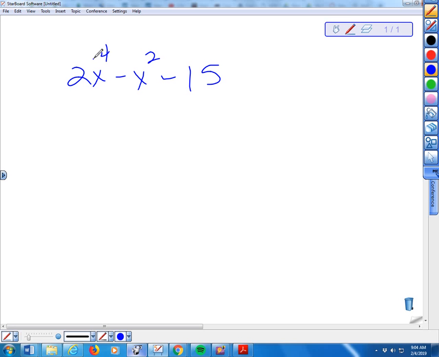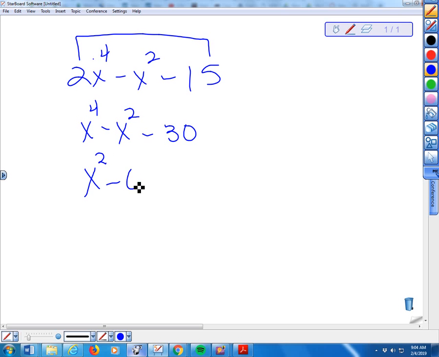Okay? What I will do is do the bottoms up like normal. Minus 30. So this would be x squared, not just x, minus 6, and x squared plus 5, because I have to get an x to the 4th when I multiply these together. And it has to equal 1 here, and it has to equal negative 30 here. And if I FOIL this, I get x to the 4th plus 5x squared minus 6x squared, which is negative 1x squared. Okay?